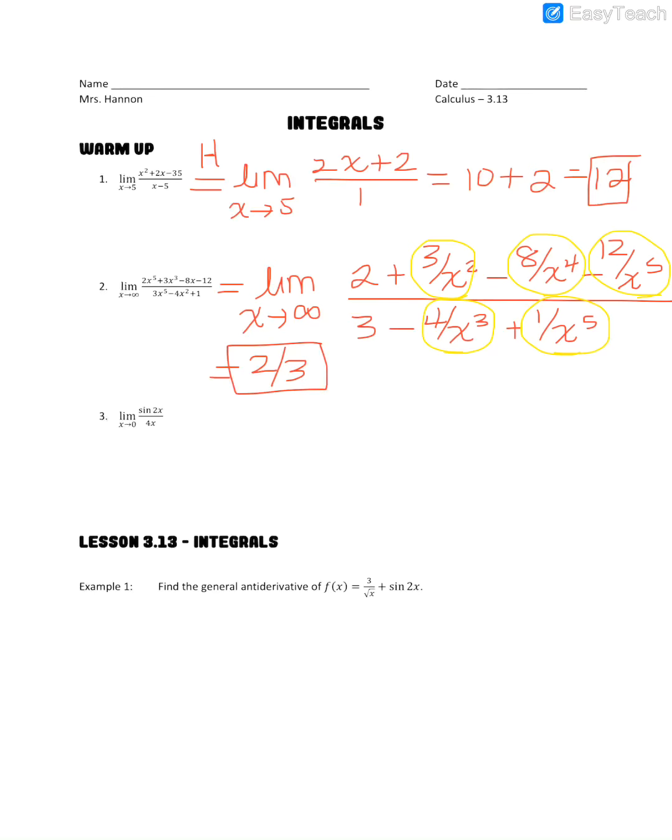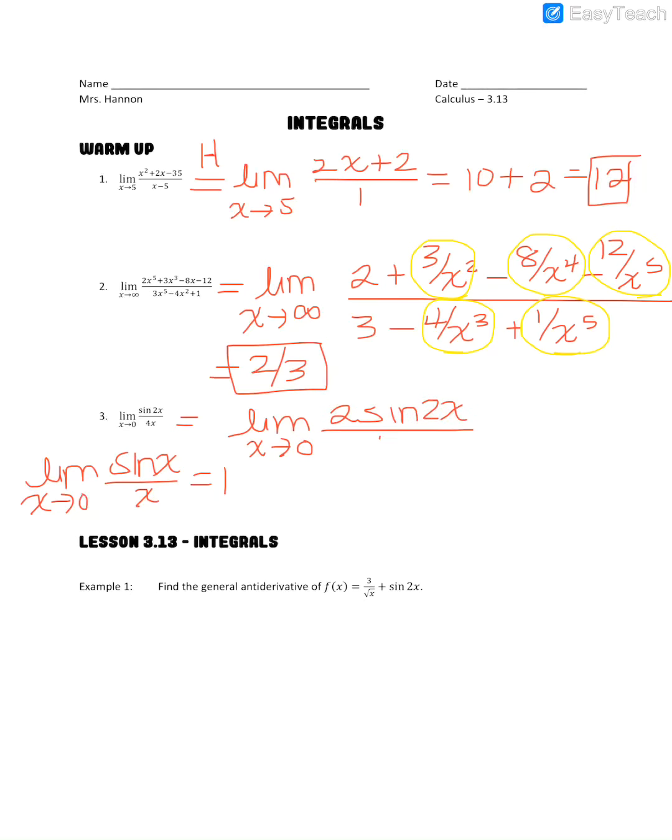Okay, number 3. I know from looking at this that I'm probably going to want to use that rule that says the limit as x approaches 0 of sine x over x is equal to 1. But remember, we have that stipulation where the x has to match. So here on the top, I have a 2x. On the bottom, I have a 4x. So what I want to do is put a 2 on the top. And what that will do is it will cancel with my 4x on the bottom to make it a 2.